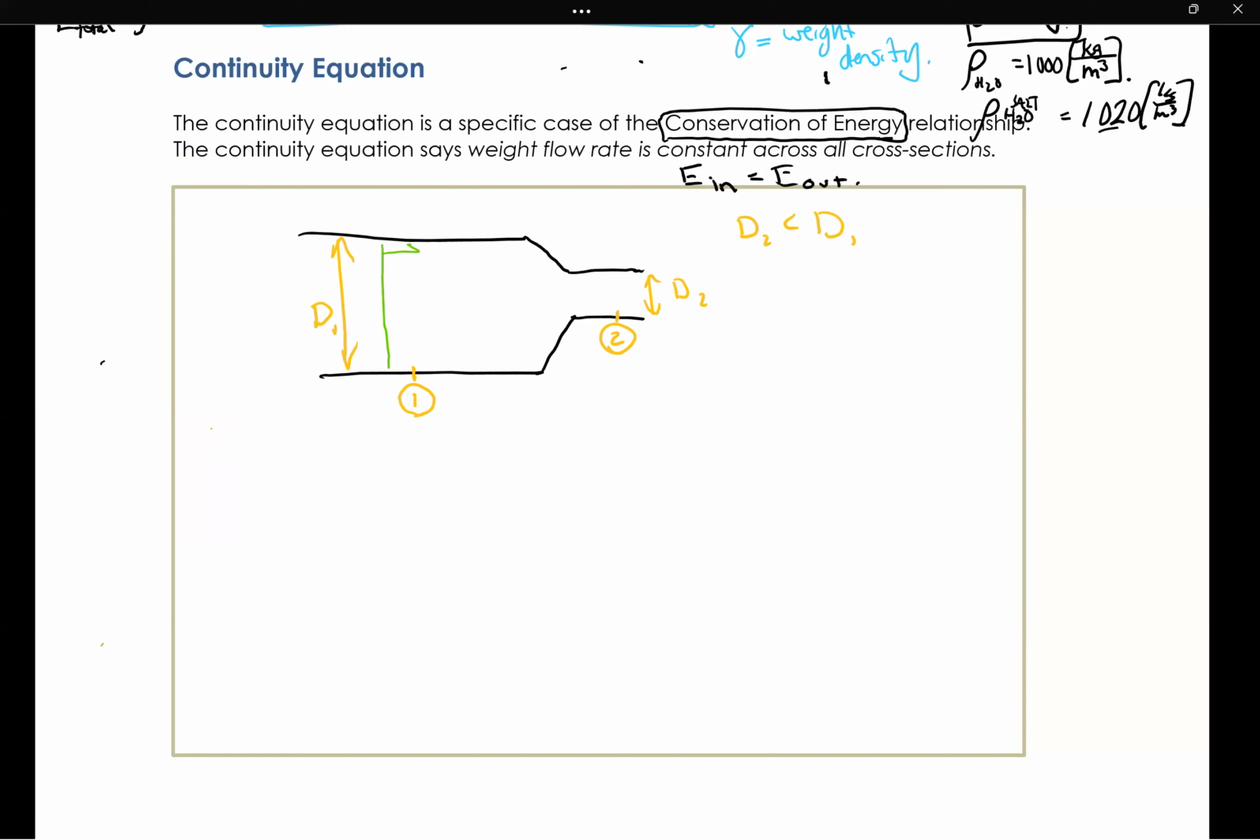So here is our fluid, and our fluid is going to be moving at a velocity. And that velocity that it's going to be moving at here at position 1 is called V1. And it's going to be moving, of course, at a velocity V2. And our question is, does it move at the same velocity? Does it move at a different velocity? Does the flow rate change? So let's take a look at what happened here.